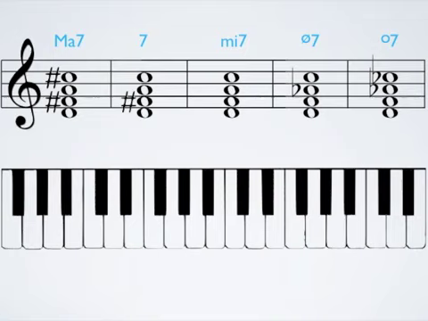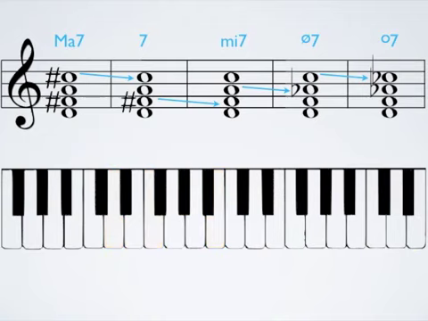Let me show you. If we start with the major 7th, and then we lower the 7th by removing the sharp, we get dominant 7. Then if we lower the third, we get minor 7. And by lowering the 5th, we get half diminished 7. And by lowering the 7th, we get fully diminished.